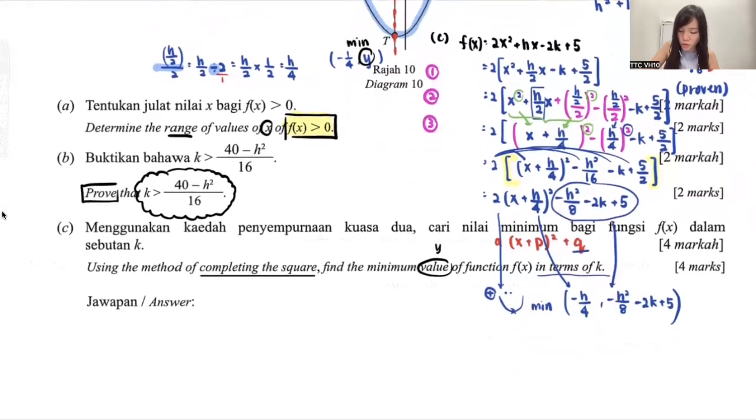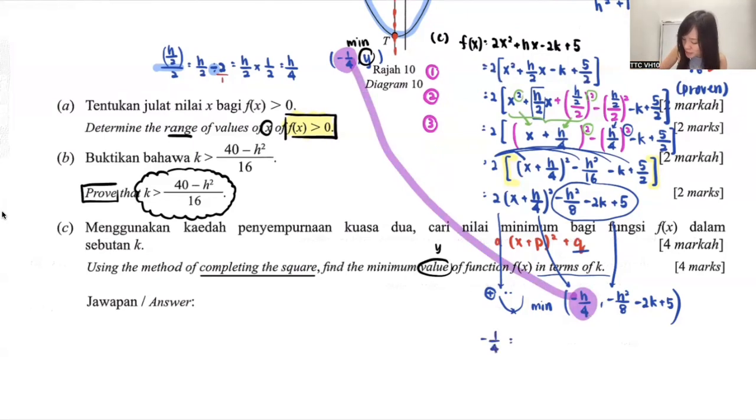So the question is, when you're doing it, they already tell you the minimum X is negative 1 over 4. But when you do it yourself, your minimum X is negative H over 4. So shouldn't these two be the same? If these two should be the same, negative 1 over 4 should be the same as negative H over 4. Negative, negative, positive. Over 4, cut. Isn't H going to be 1?